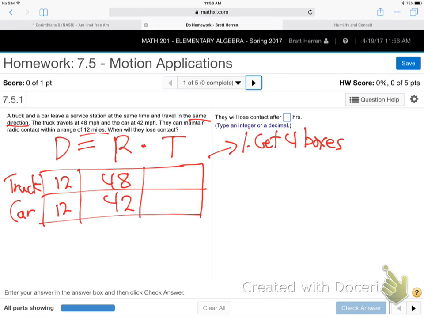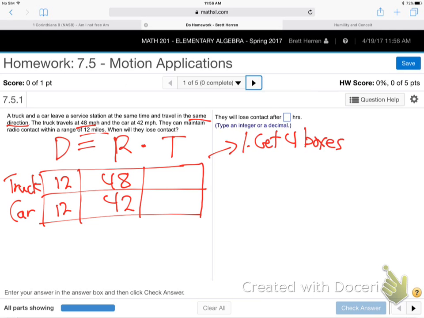Same direction. But the truck's faster. Do you understand? So they leave, they go in the same direction, but the truck is faster. So what's going to happen as time goes on? The gap between them is going to grow and grow because the truck is always going faster. So the gap is going to get wider and wider.